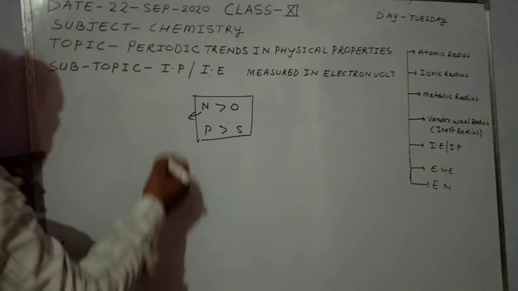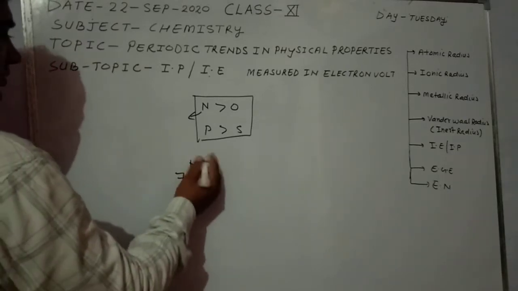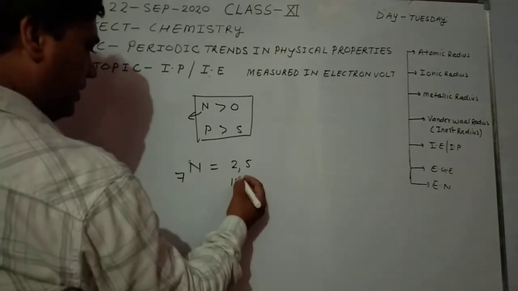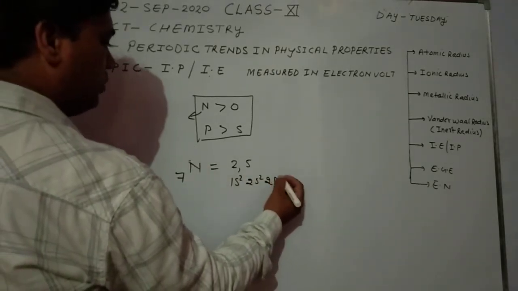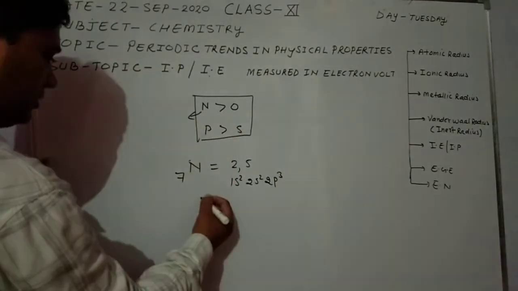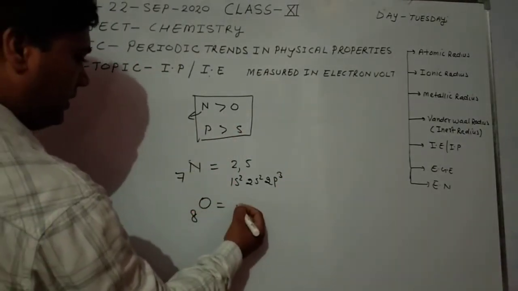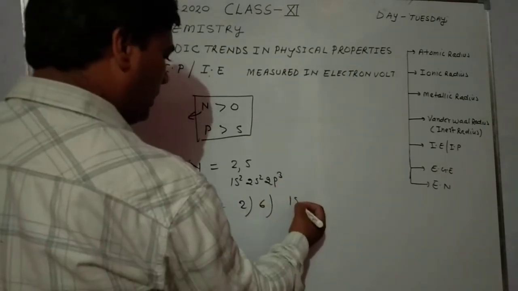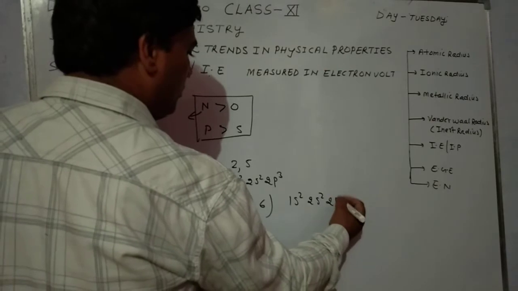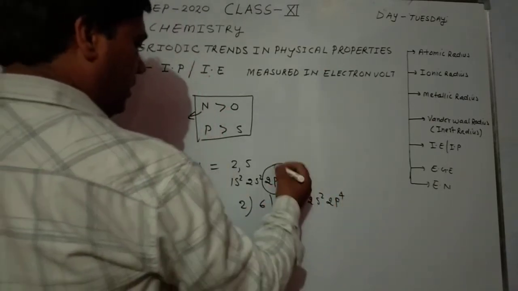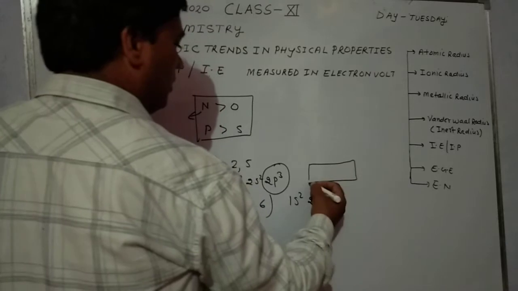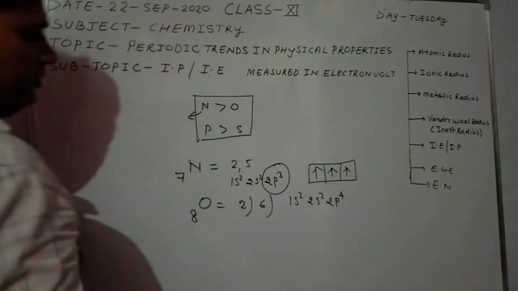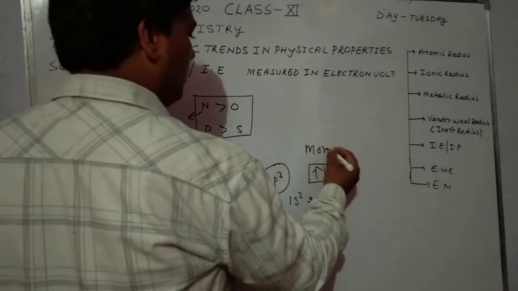For example, the atomic number of nitrogen is 7, so you are required to write electronic configuration 2,5, that is 1s2, 2s2 and 2p3. In case of oxygen, atomic number is 8, so you are required to write electronic configuration 2,6, so you can write 1s2, 2s2, 2p4. This is half filled, that is p sub-shell contains 3 orbitals, that is px, py and pz. This is half filled, which is more stable.